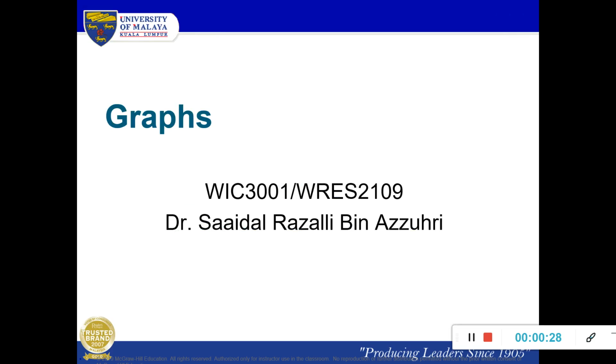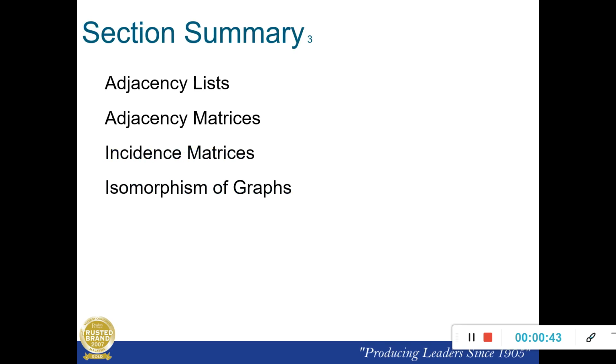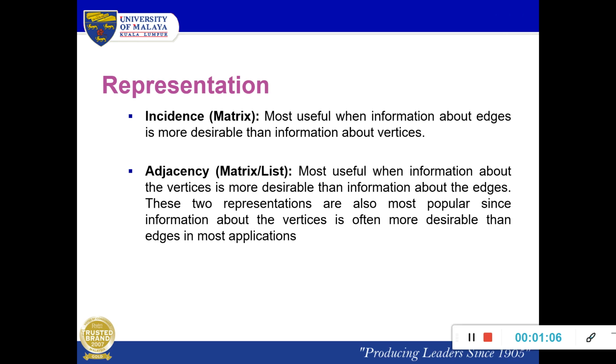Okay, today we're going to continue our class session, part 2 of graph theory. We're going to learn graph terminology, special types of graphs, representing graphs, and graph isomorphism. In this section we'll learn about the adjacency list, neighbor list, adjacency matrix, and incidence matrix. Adjacency is based on the node or vertex itself, incidence is based on the edge, and then isomorphism of a graph. So, what is the incidence matrix?